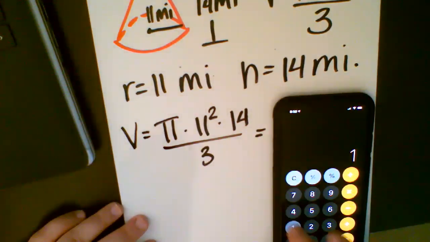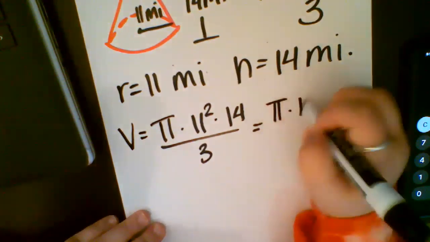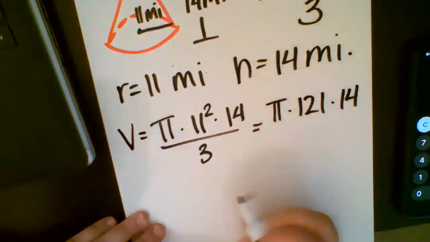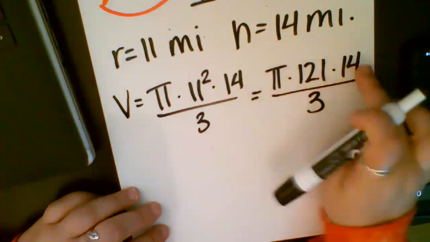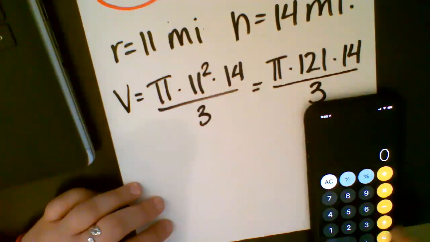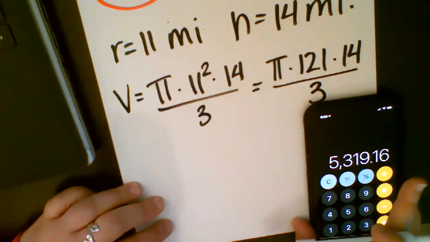11 squared is 121, if you didn't know that. That's how we get it, 11 times 11. So we've got pi times 121 times 14. At the end, we divide by 3. Multiply all the numbers in the top. Pi times 121 times height, which is 14. We get a big number.